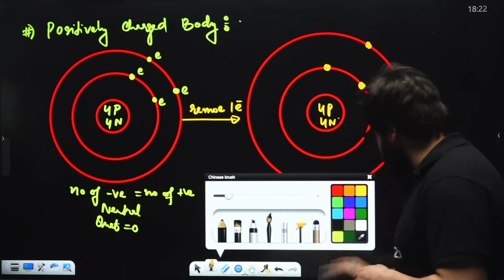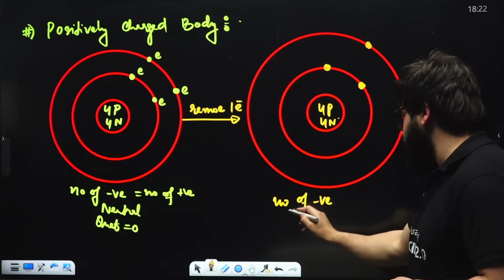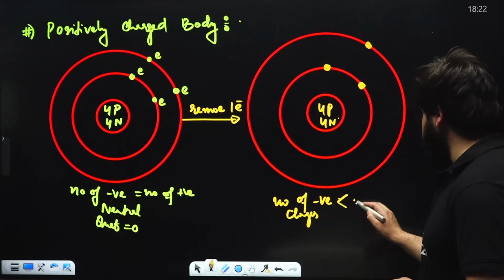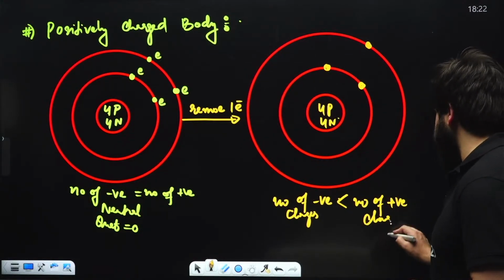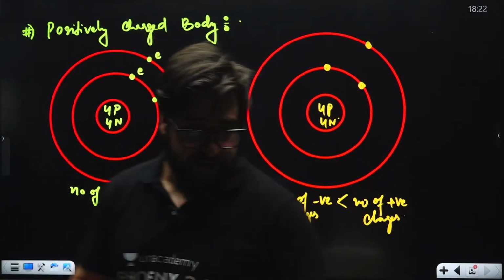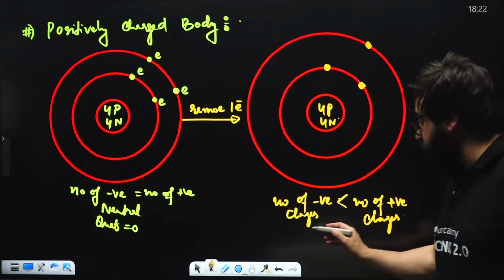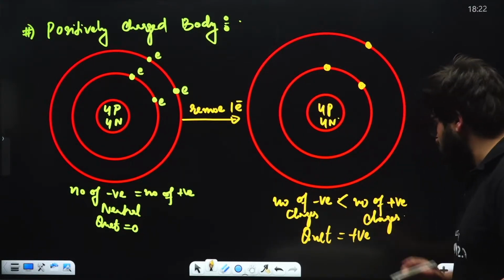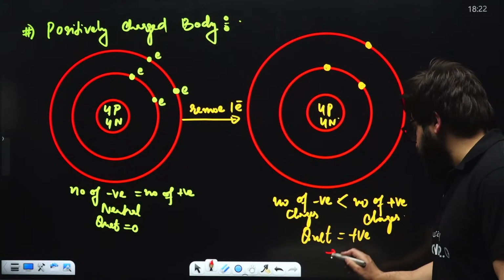Can I say in this particular case, sir, number of negative charges is less than number of positive charges? We can clearly see it. So I can say when number of negative charges becomes less than number of positive charges, the net charge in this case is positive. So we can also say this body is positively charged.